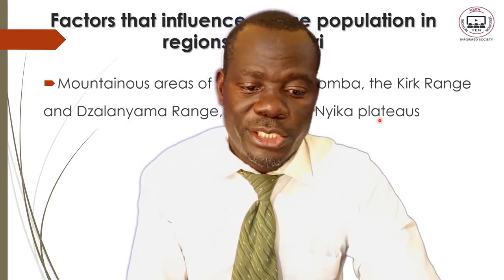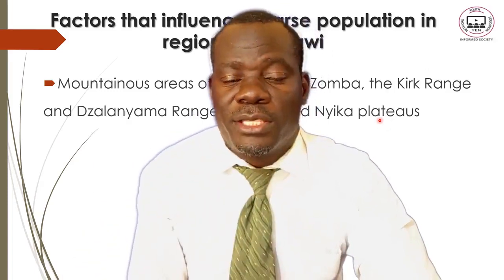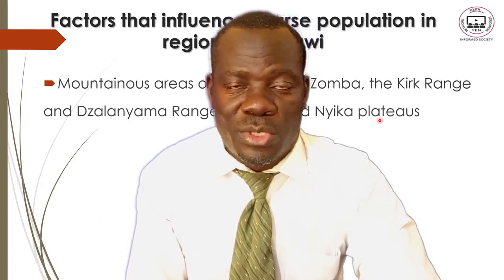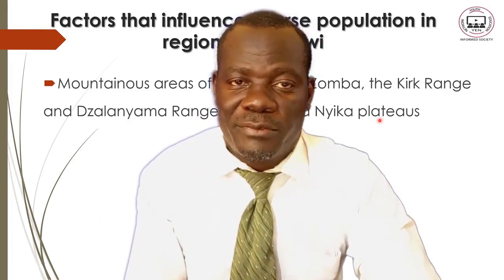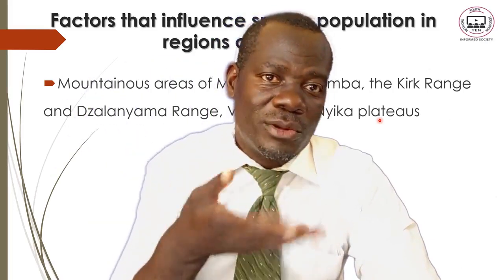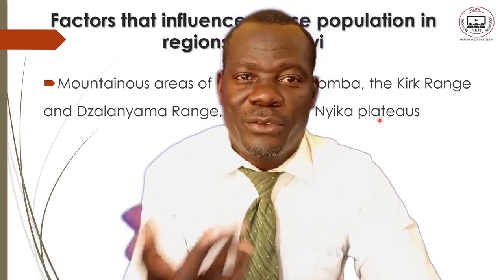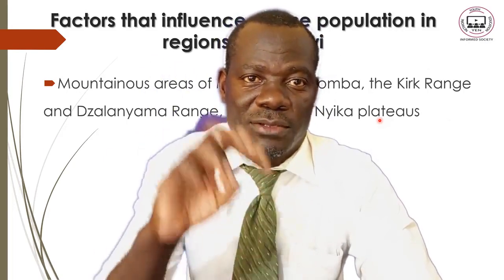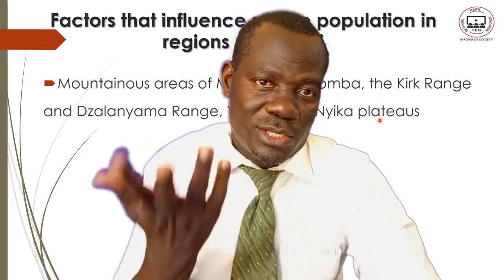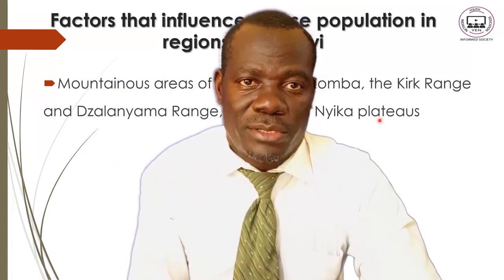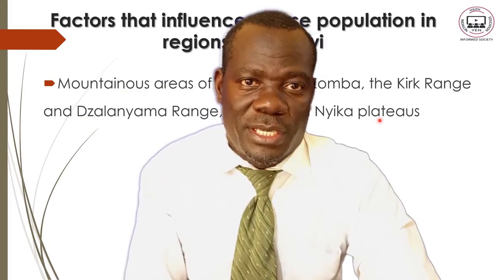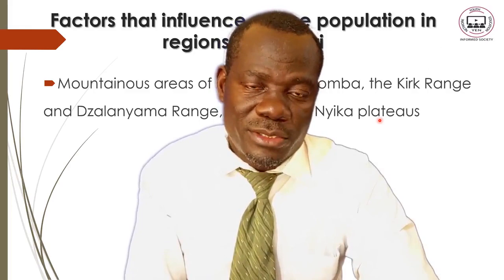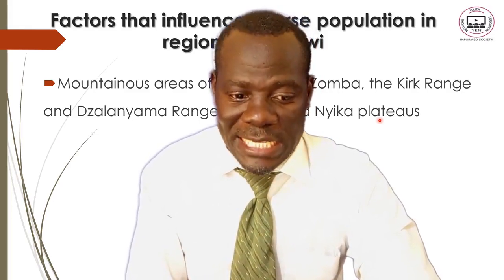So the range, a chain of mountains, the Zomba mountain, the Viphya plateau, or the Nyika plateau, all those areas people cannot live there. Because of that, there is no one living there. If there are people, they are very few. One village can be found here, and you move 5-10 kilometers to find another village. So that is sparsely populated. So we see one factor that is contributing to the sparse population is mountainous areas.